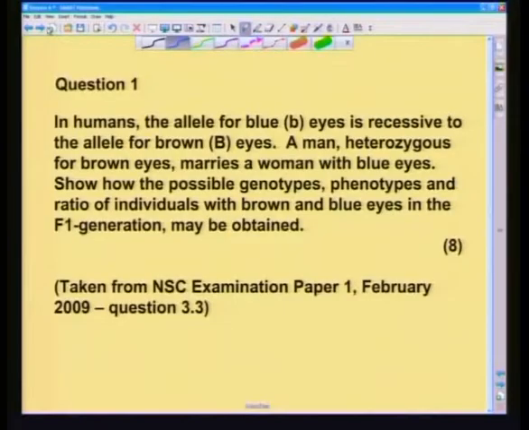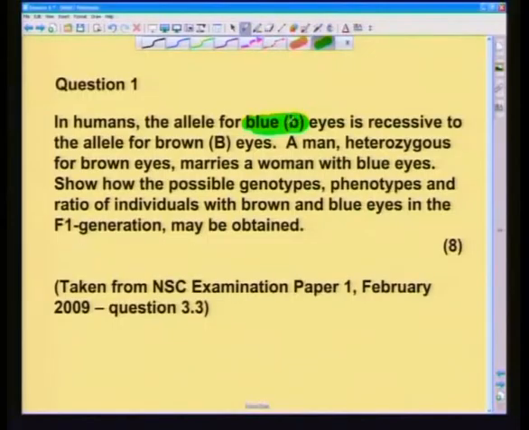All right, now, just to get your juices flowing, we have question 1, and it says, in humans, the allele for blue is written with a small letter. Remember, when we did terminology for genetics last time, what did we do? We said any dominant characteristic is written with a capital letter, and any recessive characteristic is written with a small letter.